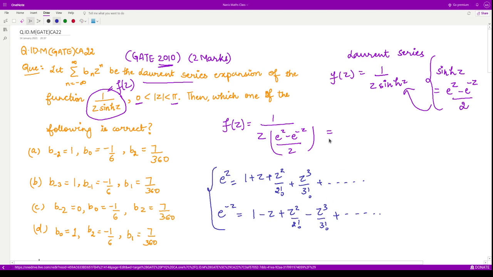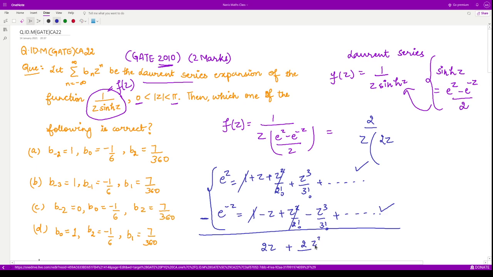Using these two expansions, we can write this as 2 by z, and then in the denominator we would have this whole series minus this series. When you subtract these two, what would you obtain? This 1 and 1 cancel, so you would have 2z, and then this term and this term would cancel. So we would have plus 2 times z cube by 3 factorial, and then the next power 4 term would cancel. Then we would have z power 5 upon 5 factorial and so on.